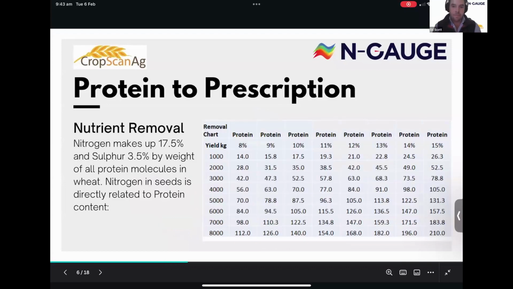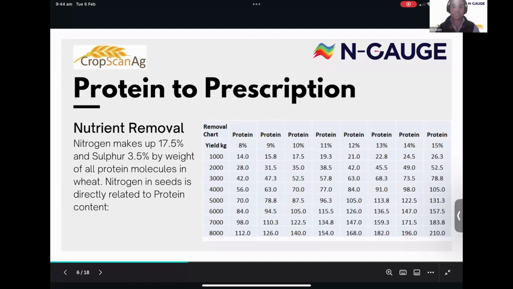And where does it all strip back to? So when we look at the basics of the nitrogen removal, what we're calculating with the crop scan is a total nitrogen content based on the near infrared measurement, which is then calculated into a protein measurement. So nitrogen makes up 17.5% of the protein in the grain, and then sulfur is 3.5%. So we can then work out that calculation for protein. By the same token, we can reverse calculate that to get a nitrogen removal.